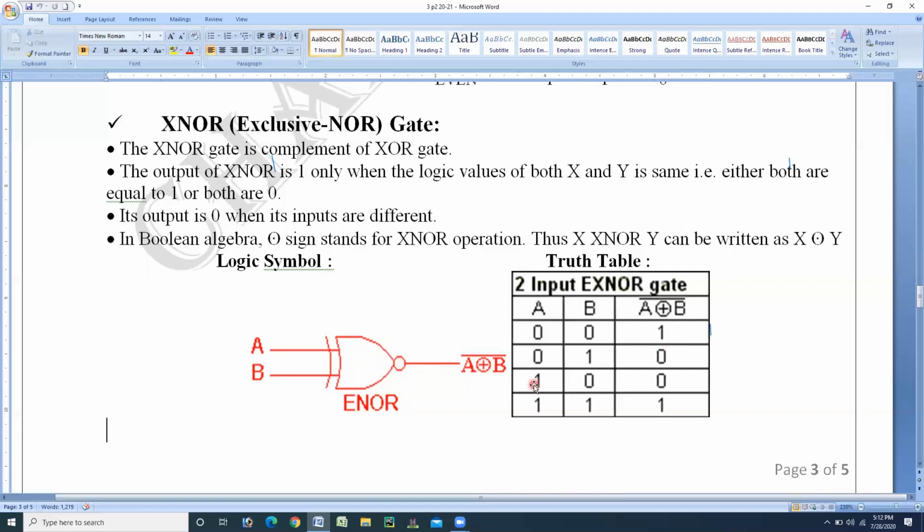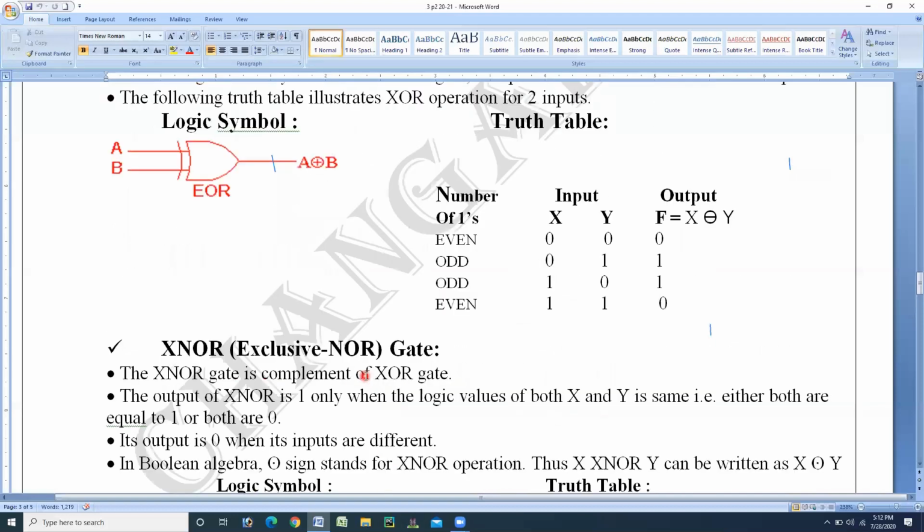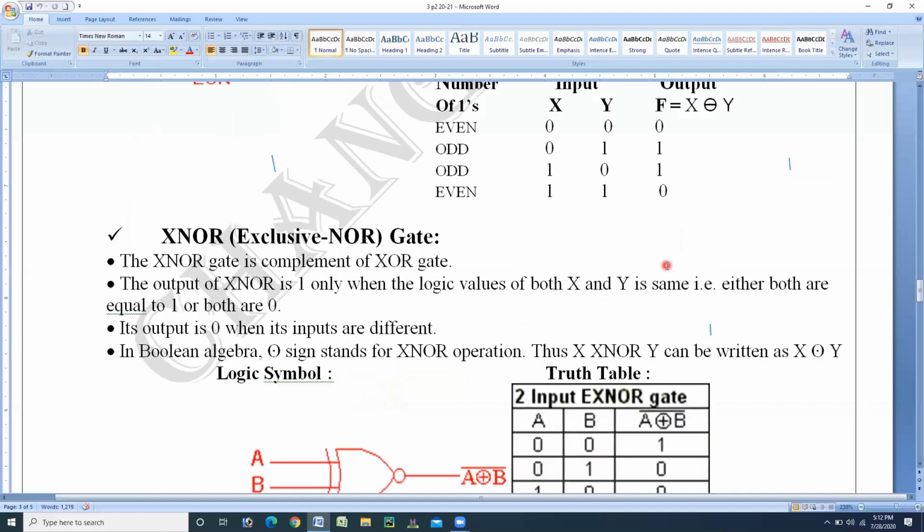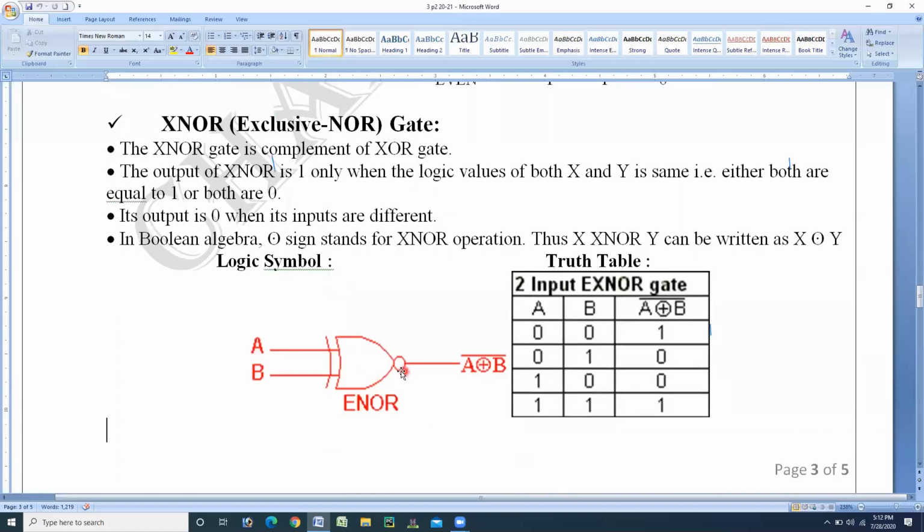Take the second case and check. A is 0, B is 1. First take only OR gate, OR operation: 0, 1. What will you get? If it is a plus, 1 you will get. But in case of exclusive OR, 0, 1, 1. Right? An odd number of ones in the input gives 1. Okay, that 1 is input for this NOT gate. That's why the output is 0. I hope it is clear.